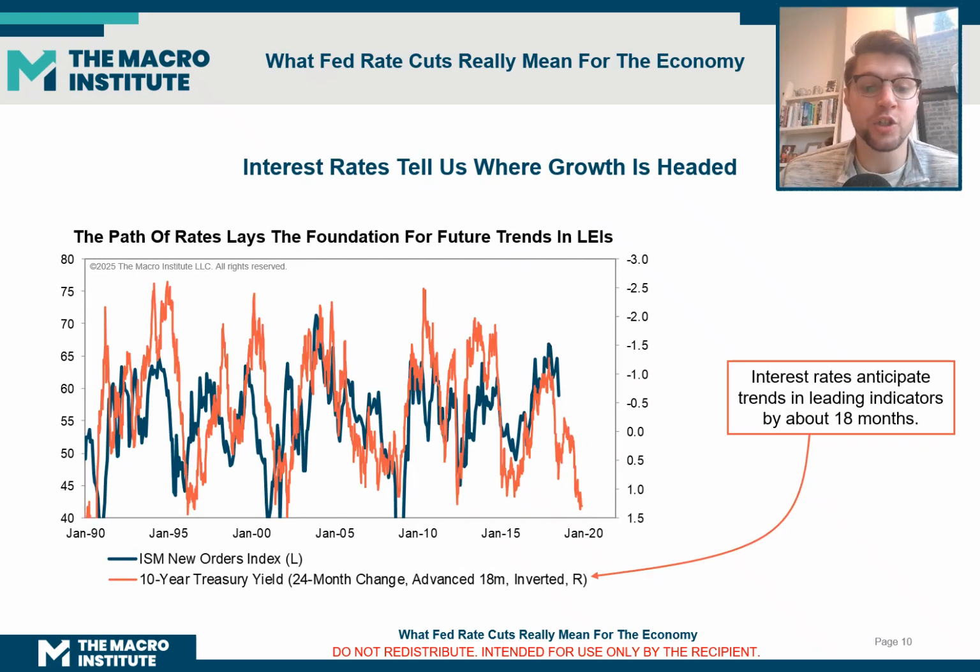And then we bring it together. The 10-year treasury yield here is advanced 18 months on the ISM New Orders Index. So the ISM New Orders Index leads GDP by about 6 months, and the 10-year Treasury yield leads the ISM New Orders Index by about 18 months. Put that together, and you see a flow through from changes in rates to GDP with a 24-month lead time.